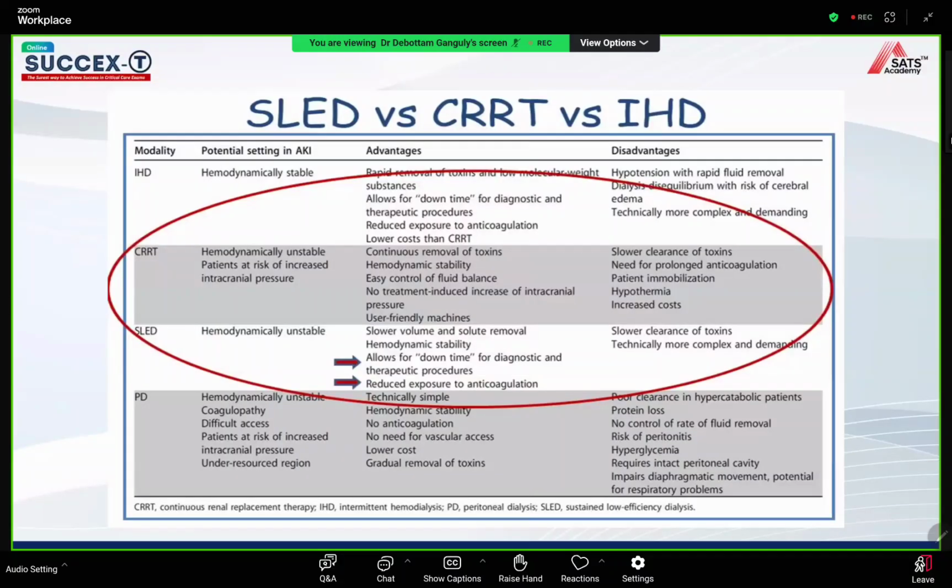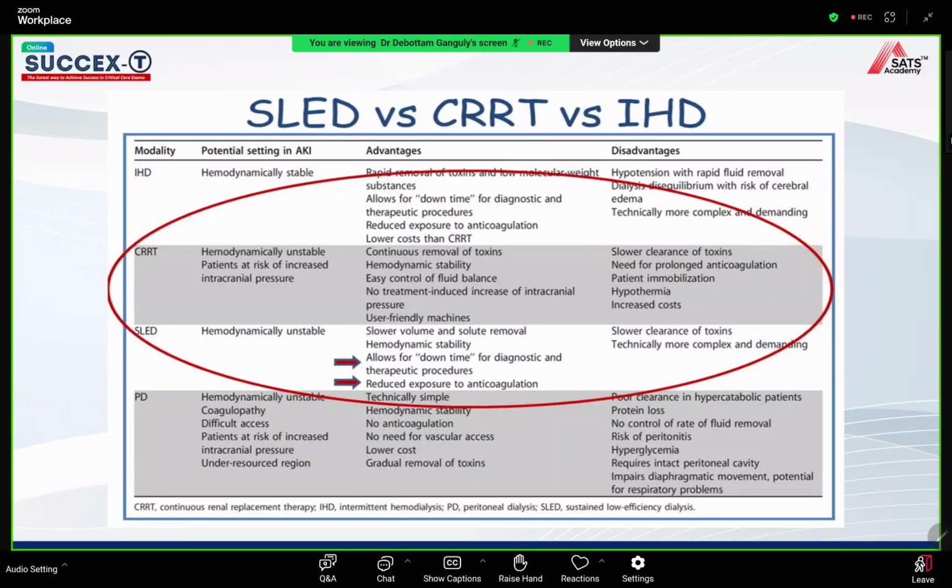Now, what are the advantages and disadvantages of SLED, CRRT, and ISD? This is an important question for exams. As I discuss all these things, this is charted over here. In AKI, if I do ISD, it is mainly for hemodynamically stable patients. The advantages are rapid removal of toxins and low molecular weight substances, allowing downtime for diagnostic and therapeutic procedures, reduced exposure to anticoagulation, and lower cost than CRRT. This is the advantage of intermittent or conventional hemodialysis.